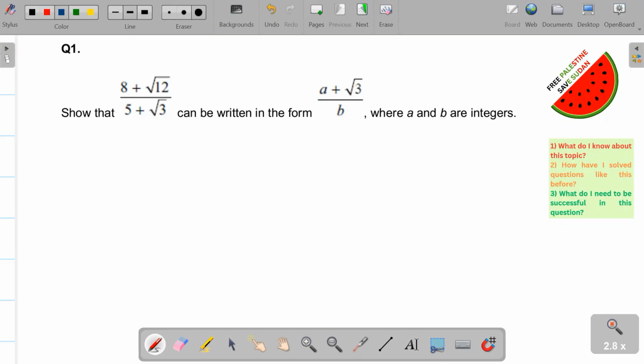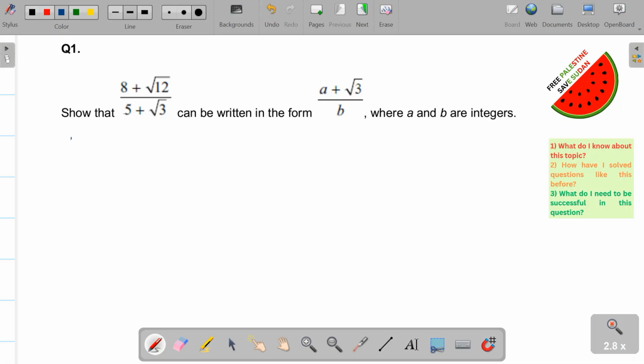When I look at this starting point, this fraction, its denominator has two terms. When we have a fraction with surds in the denominator and it's more than one term, we use something called the conjugate, and conjugates basically multiply to give you a difference of two squares.